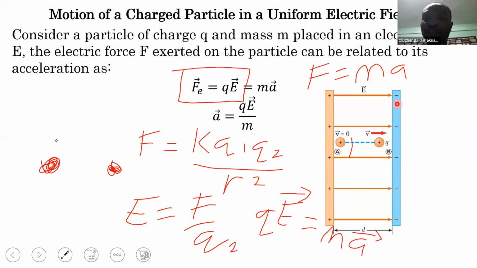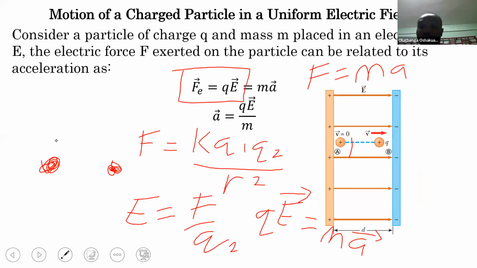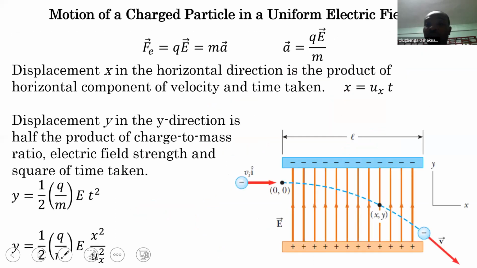So I think I've been able to explain the concept that for two plates of opposite charges, an electric field is set up, and when the charge is placed in an electric field, it accelerates. The direction of acceleration depends on the nature of the charge, because positive charge would move in the direction of the line of force, while negative charge will move opposite the direction of the line of force. Let's move forward.